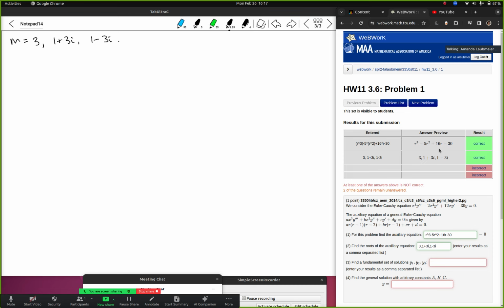And then from here, we're just asked to list the fundamental set of solutions. Remember, we started this whole process by assuming y is x to the m. So your first thought would be, okay, I guess it's x to the 3, x to the 1 plus 3i, x to the 1 minus 3i. But then we also remember we don't like solutions to have imaginary numbers, so we use those special complex functions that are like the same thing.